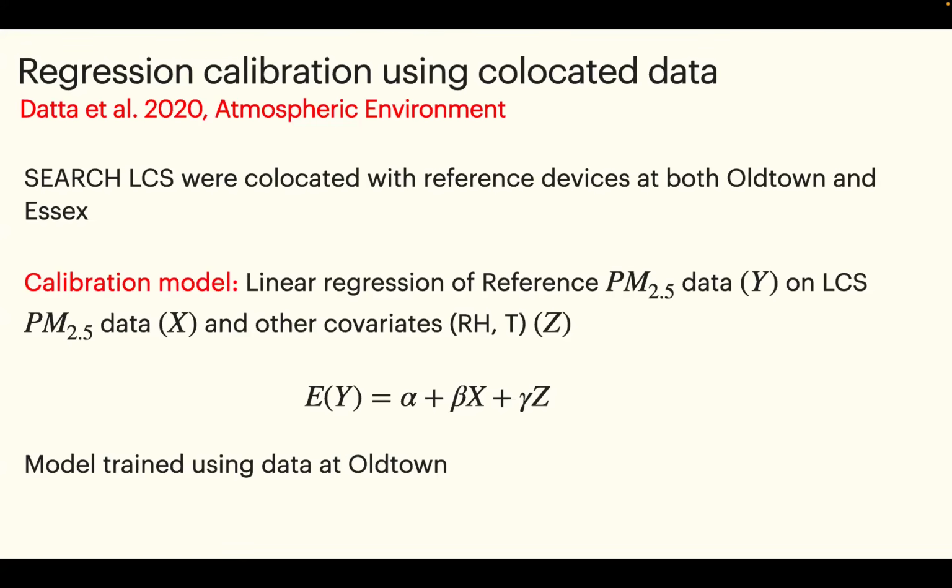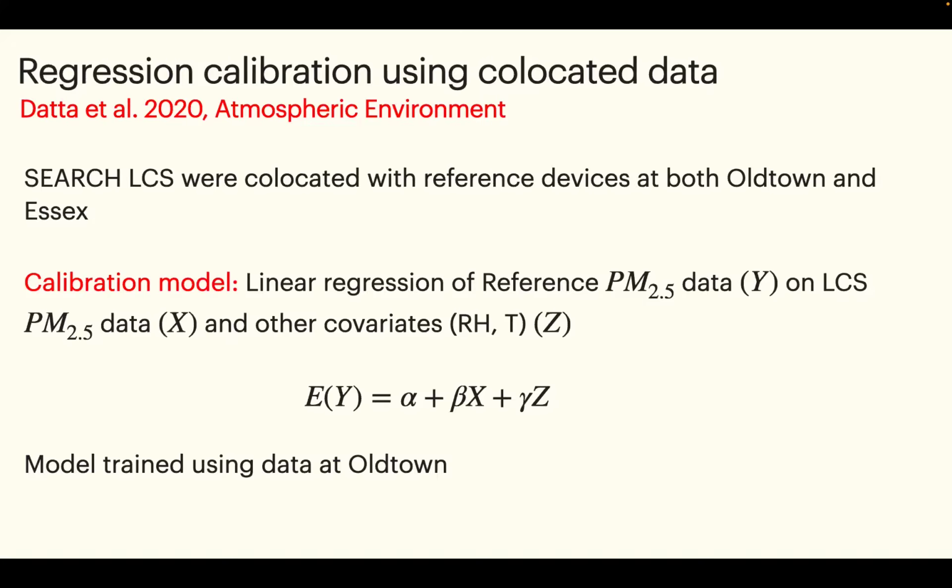So our first analysis, or stab at improving the data, was a basic regression-based calibration of the low-cost data. As we said, the low-cost sensors were co-located with the reference devices, and we did a very basic linear regression, regressing the reference PM data on the low-cost data and some covariates, like relative humidity and temperature. So again, this is extremely simple linear regression.